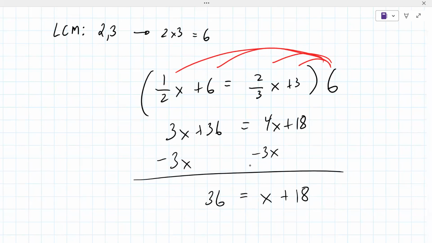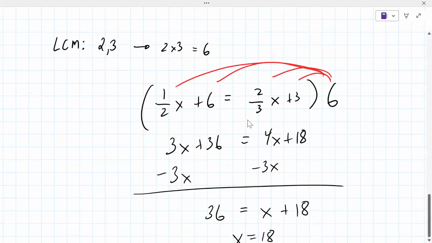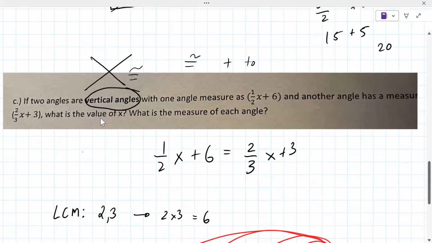Good. And I'd subtract 18, right? Yep, that's right. 36 minus 18 is 18. So x is 18. Good. Now that's probably just the first thing it asks for: what is the value of x? Now you have to go back and find the measure of each angle.